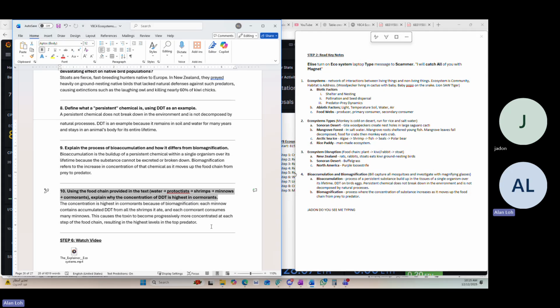Jaden, which drawer? Drawer number 1. Okay, drawer number 1 is having food chain, you're right. But this one is more relevant to drawer number 4, DDT. Okay? Yes or no? Yeah. Okay.